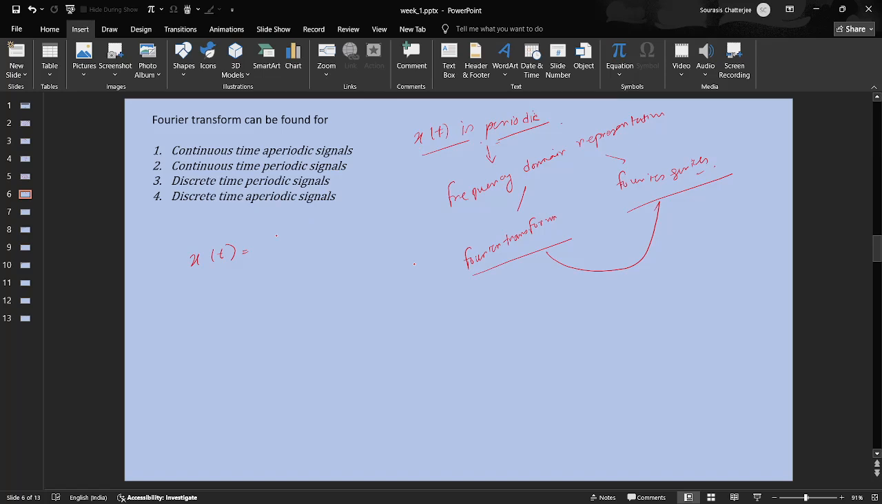So as of now, we talk about this periodic signal here. This we can write as the sum of c_k e to the power j 2 pi k f t, where k runs from minus infinity to infinity.